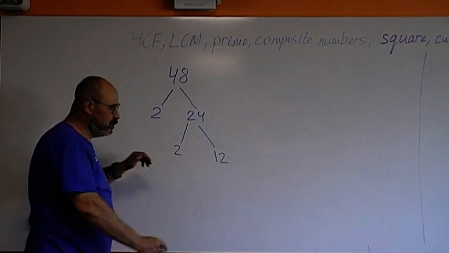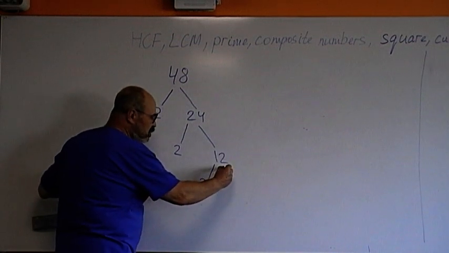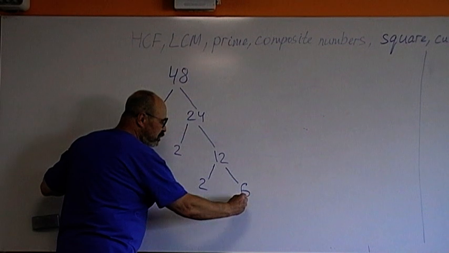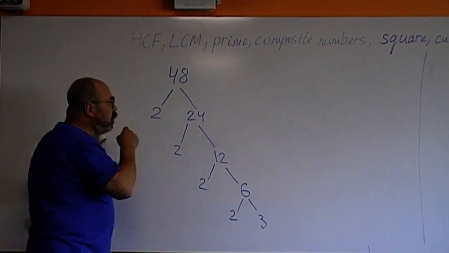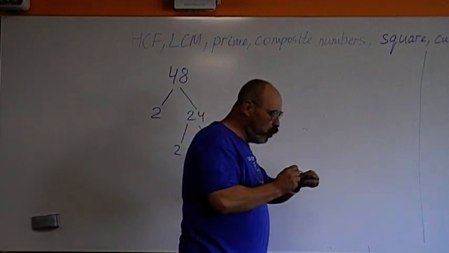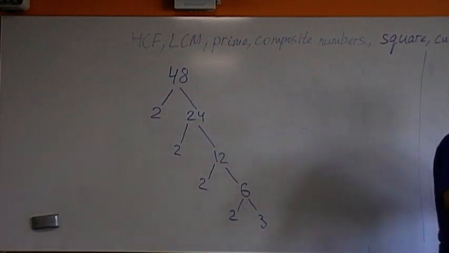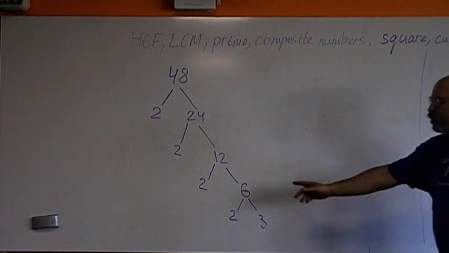12 is not. 4 and 3. We can do 4 and 3, but let's do 2, 6. Is 2 composite? No. 3? No. Composite number is 48 because it has more than 2 factors. Composite is which has more than two factors. That's how you find it. This is how you find the prime factors. This is prime factorization.